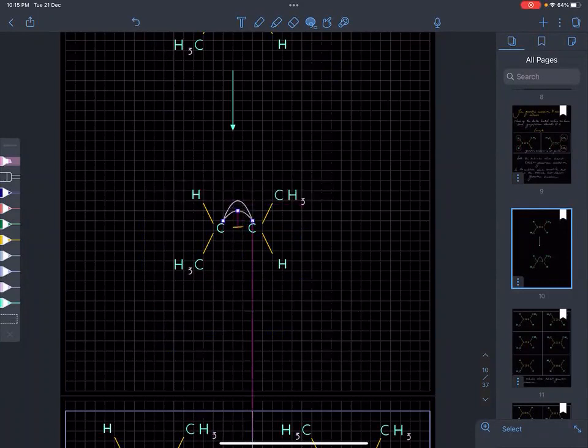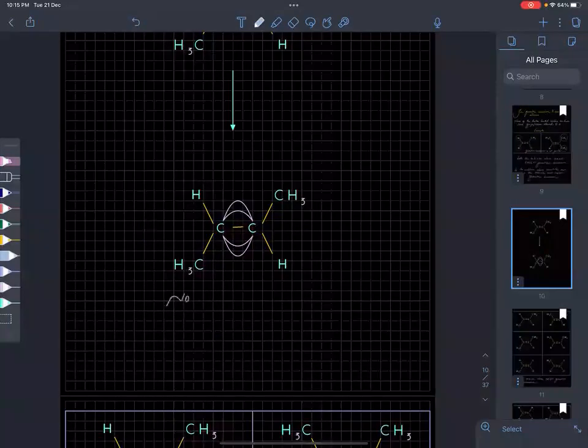This is one, and this is another. Now suppose you try to rotate this carbon-carbon bond. It cannot rotate, because in order to rotate, these two bridges must break. Clear? That means this molecule is locked in this orientation. You are getting my point?